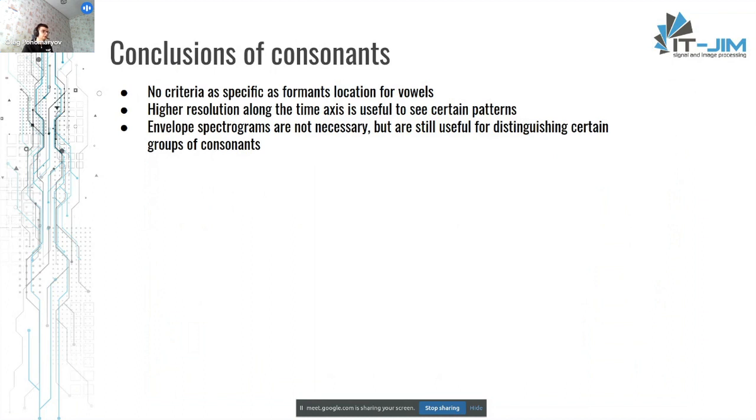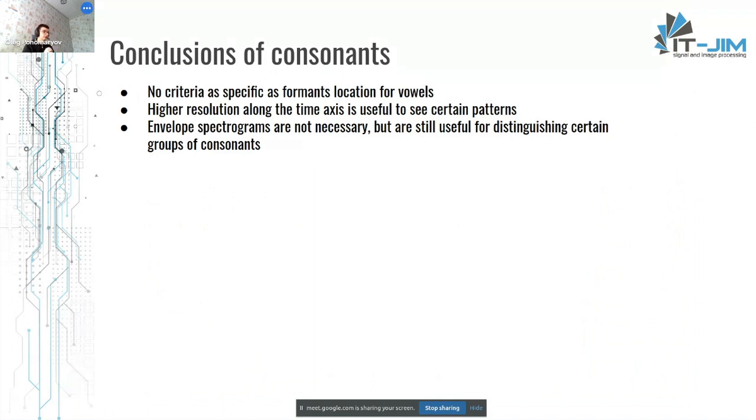Okay, so some conclusions. Unlike with vowels, we don't have specific criteria like we had with formants. So we have to do this division into many pairs of different types of consonants, and by understanding to which types the particular consonant belongs, we can actually make a guess which consonant this is. We need a high enough resolution along the time axis to be able to see some patterns, and that would be especially useful when we get to reading words, because in actual speech sounds are pronounced much more briefly, especially consonants, so a good resolution is useful.